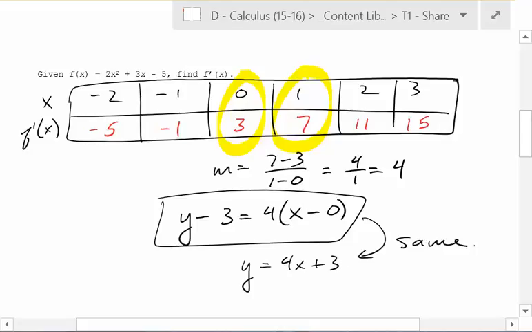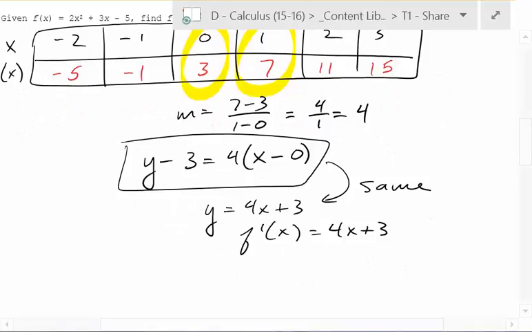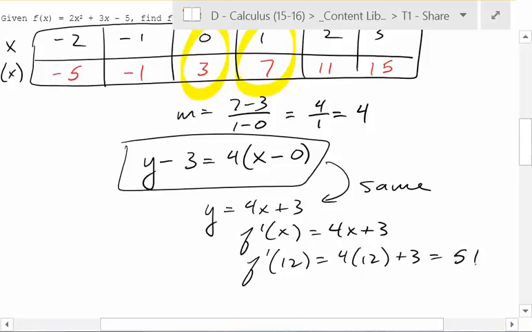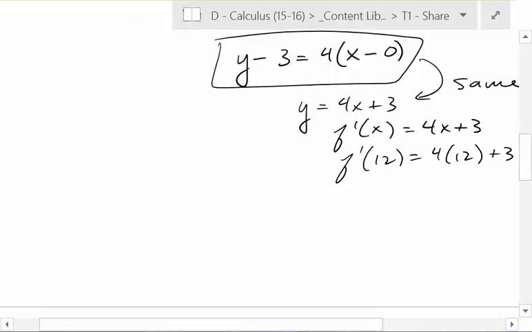Why is it really helpful to have that function? Now we know f prime of x is equal to 4x plus 3. So if I ask you, what's the derivative when x is equal to 12? F prime of 12 is going to be equal to 4 times 12 plus 3, which is 51. This allows us to pretty much instantaneously find the derivative anywhere, and allows us to skip using the limit definition on every single point.